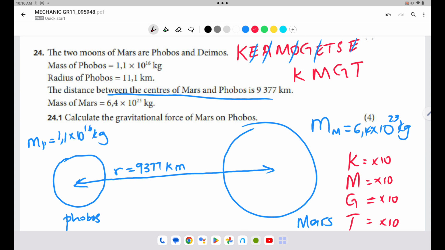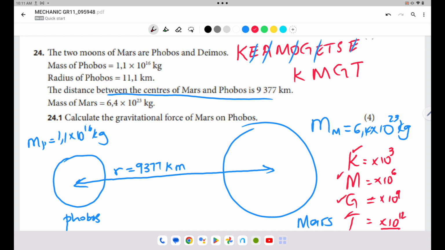What is nice about this arrangement is that these powers differ with multiples of 3. So this will be 3, 6, 9, 12. K is for kilo, this is mega, this is giga, and then this is tera. Where you see tera, it could be terahertz. You replace the capital T with times 10 to the power of 12.